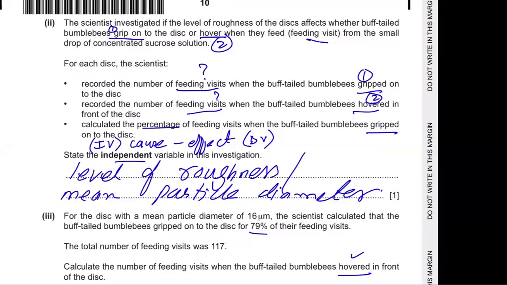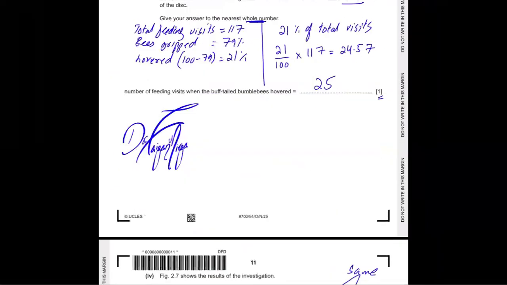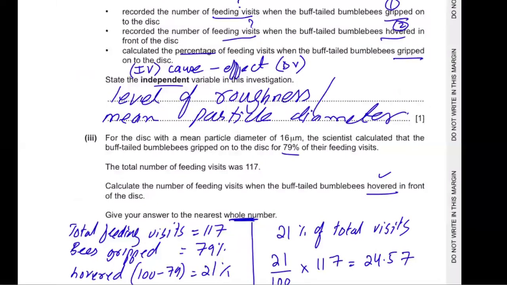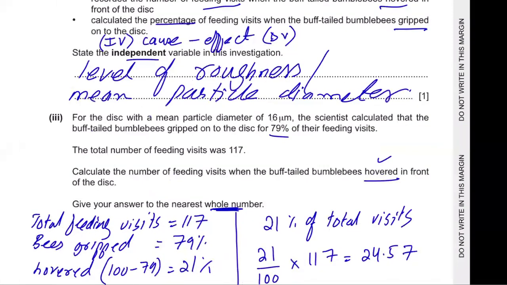State the independent variable of this investigation. Now, whenever we are mentioning the independent variable of the investigation, the independent variable is always the cause and the dependent variable is always the effect. So the level of roughness, the mean particle diameter, is the independent variable or the cause here.